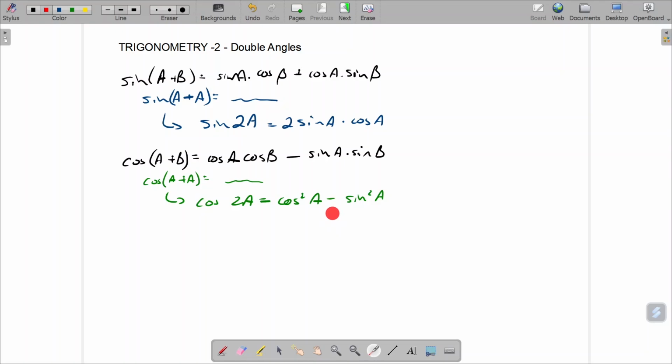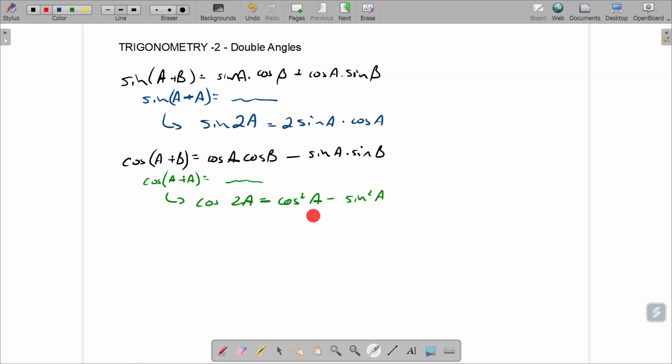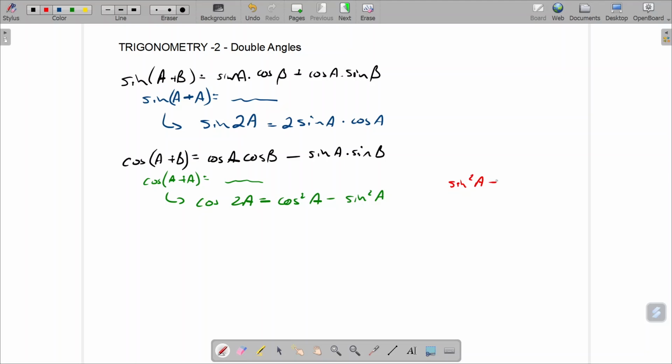Now, please be careful because this version is very similar to something else that we already know. We know that sine squared plus cos squared equals 1, and this is cos squared minus sine squared. So it's close, but it's not there. But it does lead us to think about what the other option is. If sine squared A plus cos squared A equals 1, then it follows that sine squared A equals 1 minus cos squared A, or that cos squared A equals 1 minus sine squared A.